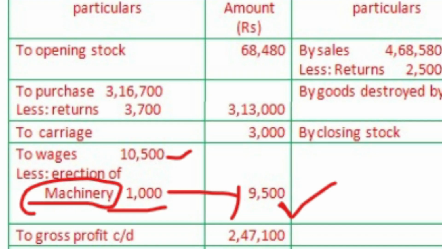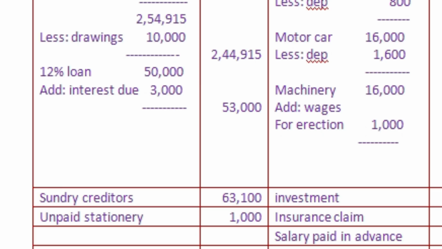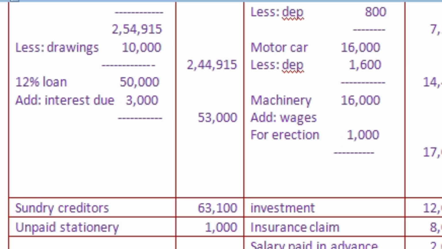Wages paid for production or manufacturing of goods are to be debited to the trading account, and wages paid for installation or setup of machinery cannot be debited to the trading account, so it should be added to the machinery account. Here machinery is 16,000 and wages for erection 1,000, making 17,000. So this 1,000 is added to machinery, and it is called capitalization of expense.